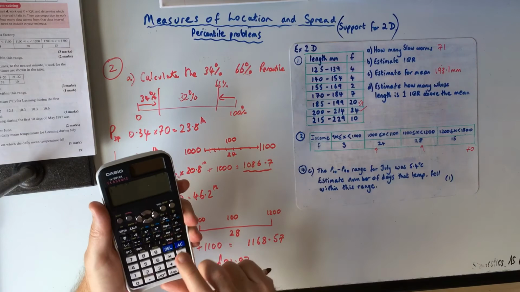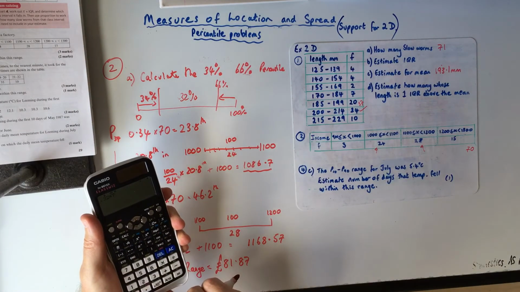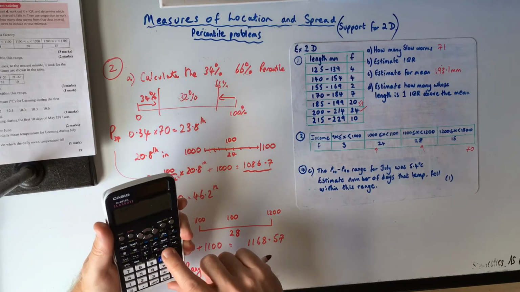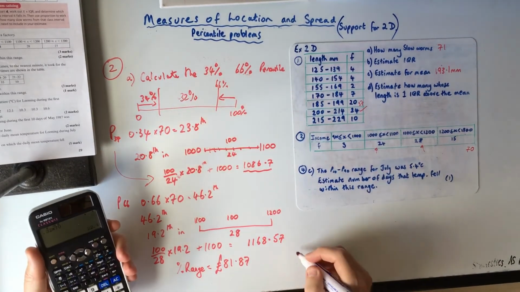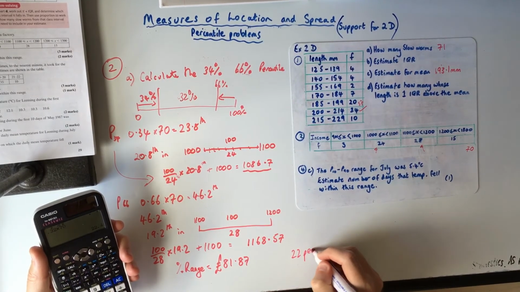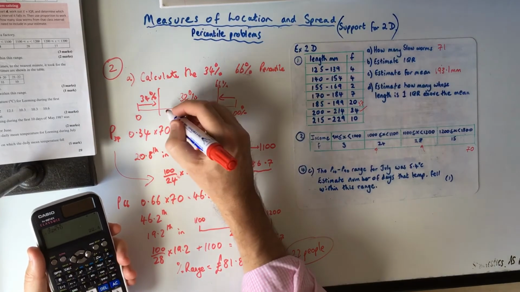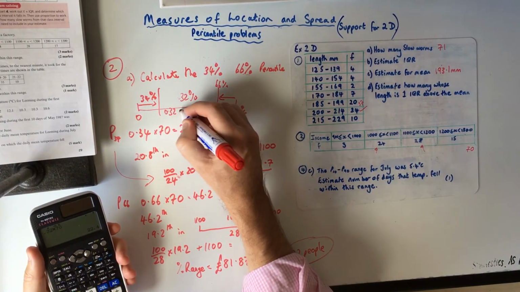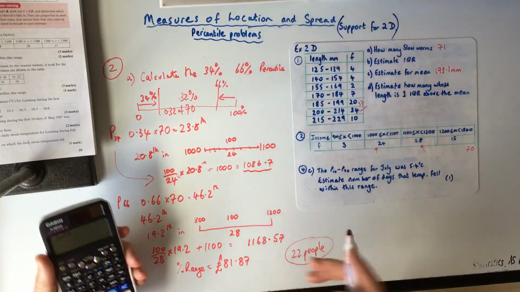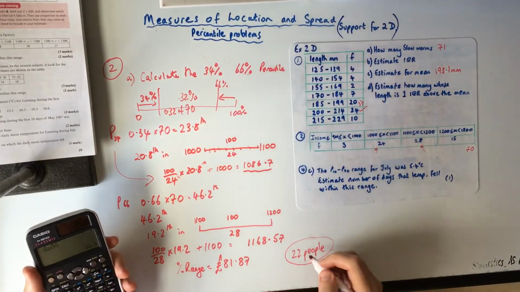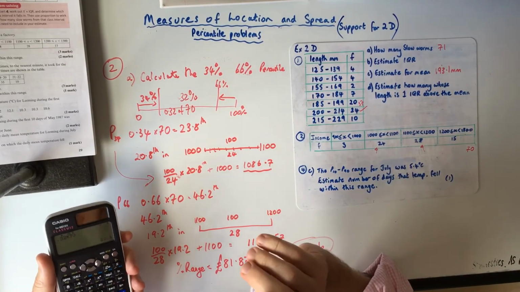You just go in 0.32 times 70 people. Okay, and it's how you want to round that, 22.4, as an estimate, 22 people fall within that range. So all we've done is found 32% of 70, and 22 or 23 would be an estimate for that. Okay, it is only an estimate.